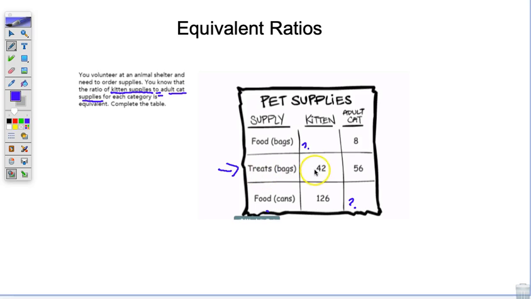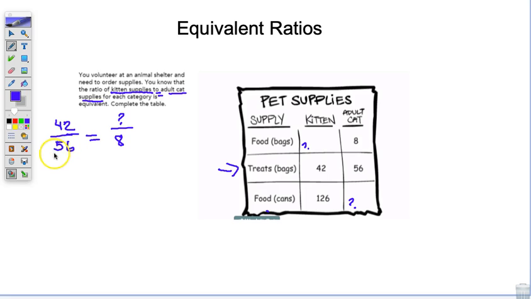treat category because that's actually complete. We have kitten to adult cat food. So let's go ahead and write that as a fraction. Since it was kitten supplies to adult supplies, that would be 42 over 56. Since they are equivalent, we know that over here we're missing the kitten supplies, but we do have the adult supplies for food. So we know that ratio is x over 8, or I'm just going to leave a question mark.